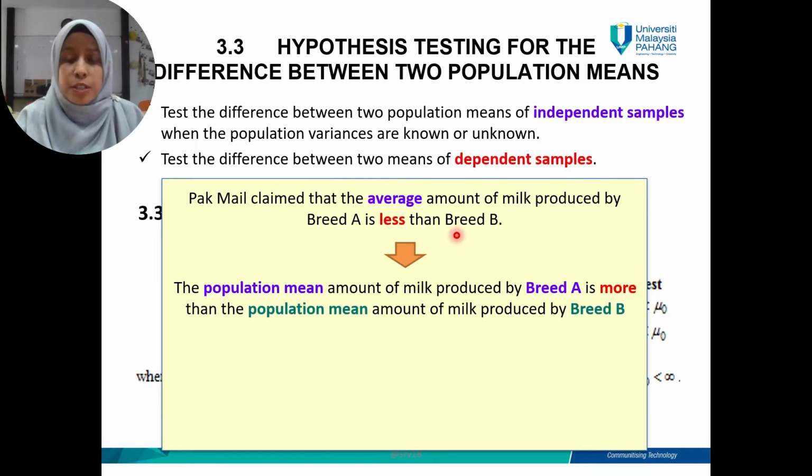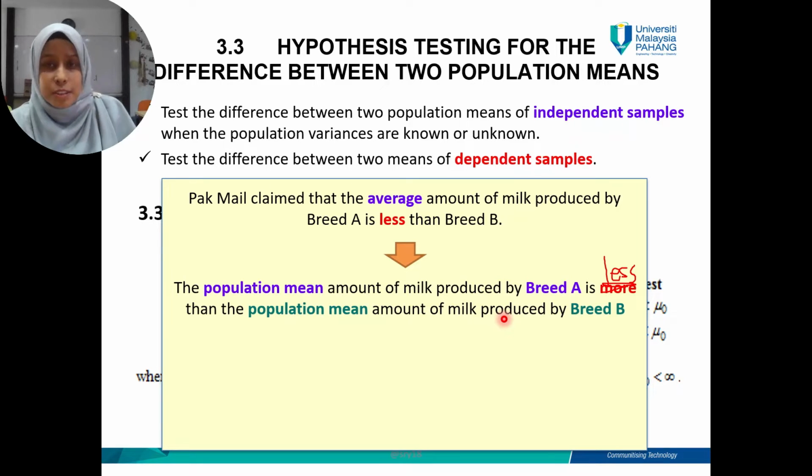In other words, what Pak Mail needs to test is, is it true that the population mean amount of milk produced by breed A, I'm sorry, this is a mistake, this is supposed to be less than. So Pak Mail needs to test, is it true that the population mean amount of milk produced by breed A is less than the population mean amount of milk produced by breed B? This is about the differences between the population mean of breed A and breed B.